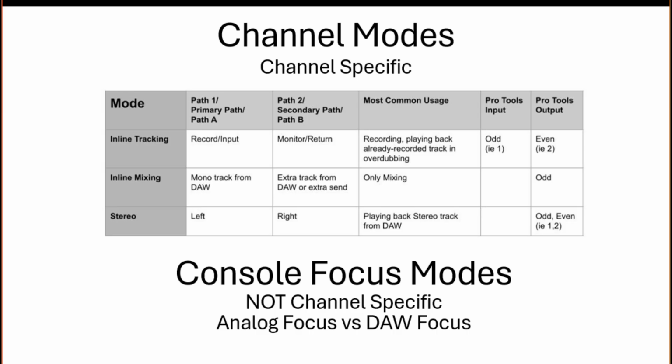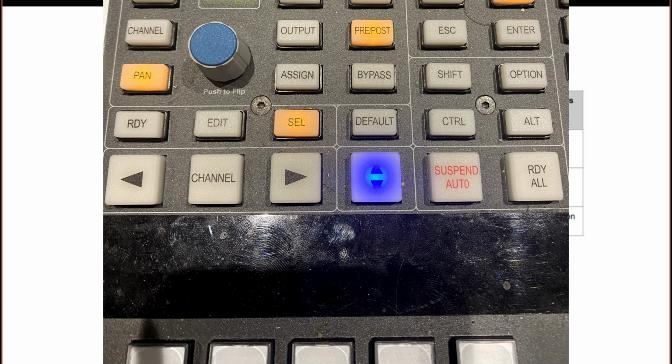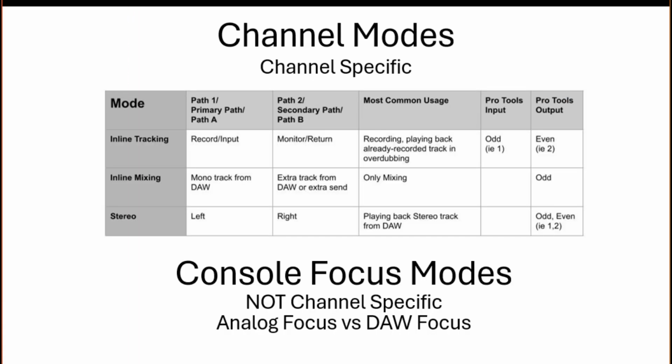In DAW focus mode, you can control your DAW with the console. Be aware that when you're in DAW focus mode, your signal flow and meters will change. Until you've learned how DAW focus mode works, be sure to have the blue button on the console lit up, signifying you are in analog focus mode.